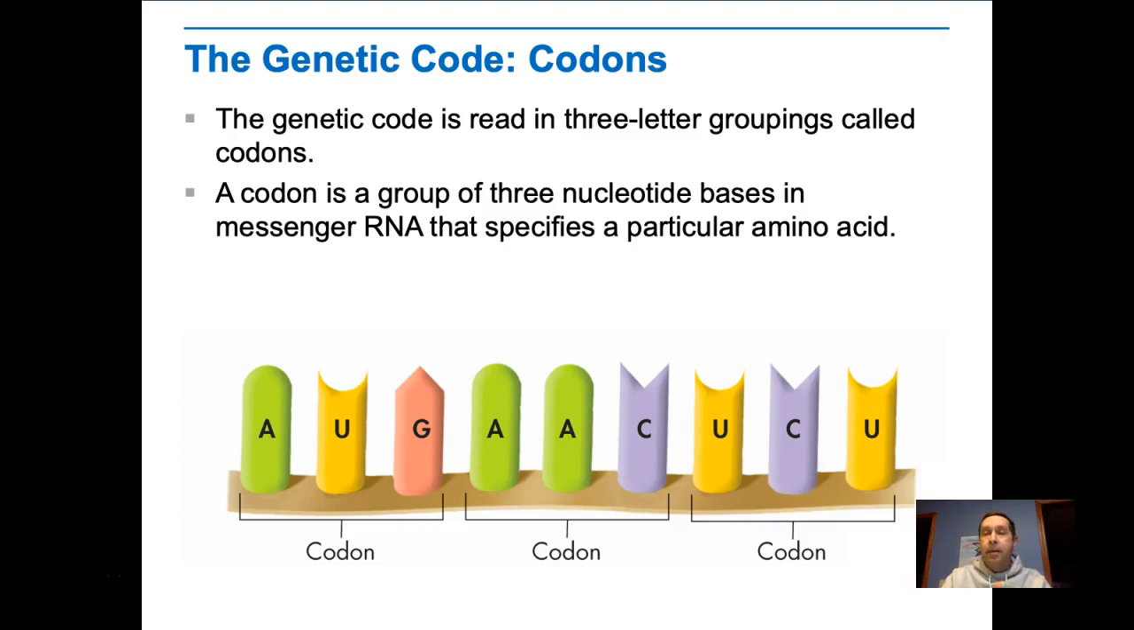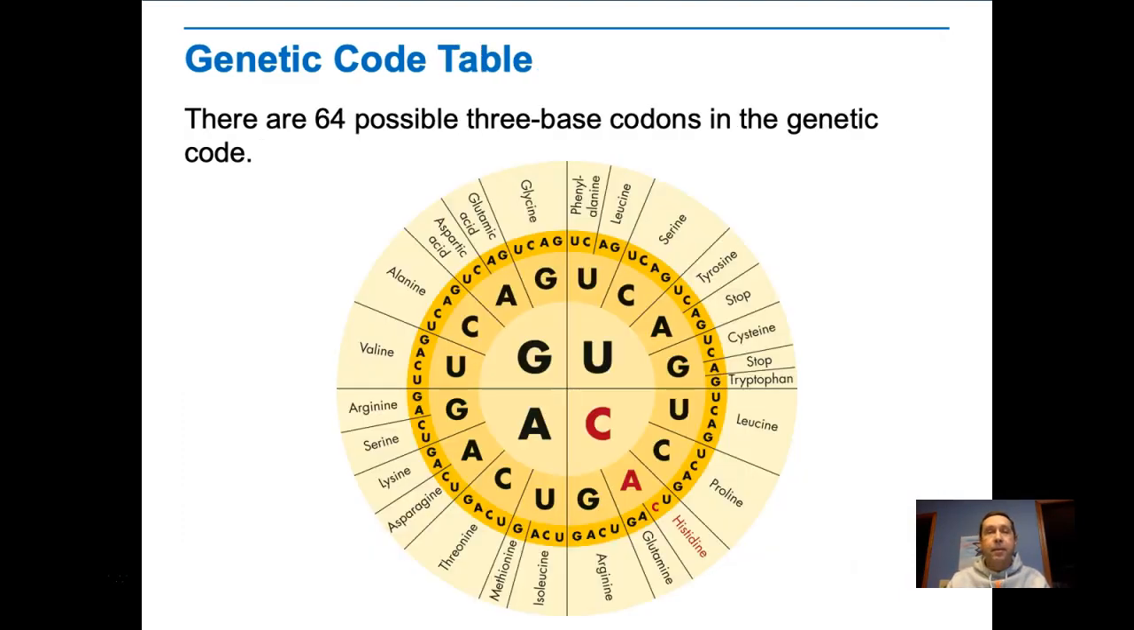So there's some repetition in the genetic code. A codon is a group of 3 nucleotide bases in messenger RNA that specifies a particular amino acid to be put into a particular protein. So here, AUG is the first codon of all proteins. It's what we call a start codon. There's the next one, and then there's the third one. And if this was a real gene, there would be lots of these together. So this is the genetic code.